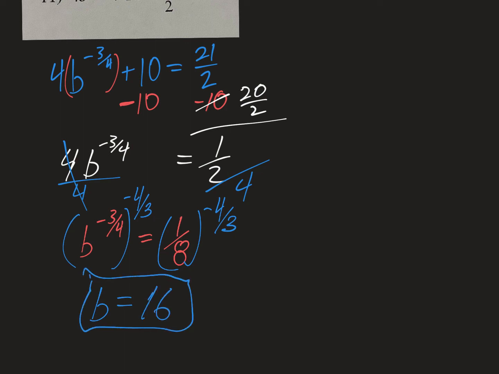Okay? So once again, guys, handle all the stuff on the outside first, move that 10 over, divide by 4, then use your exponent piece, okay? You got to get rid of all the stuff on the outside before you can do that.